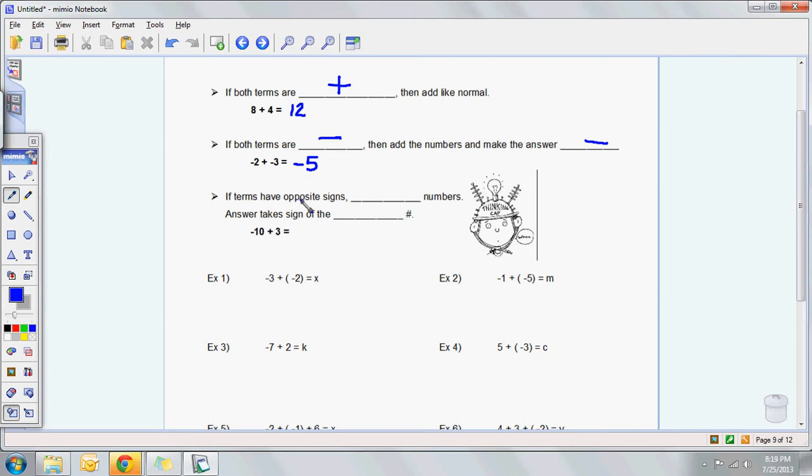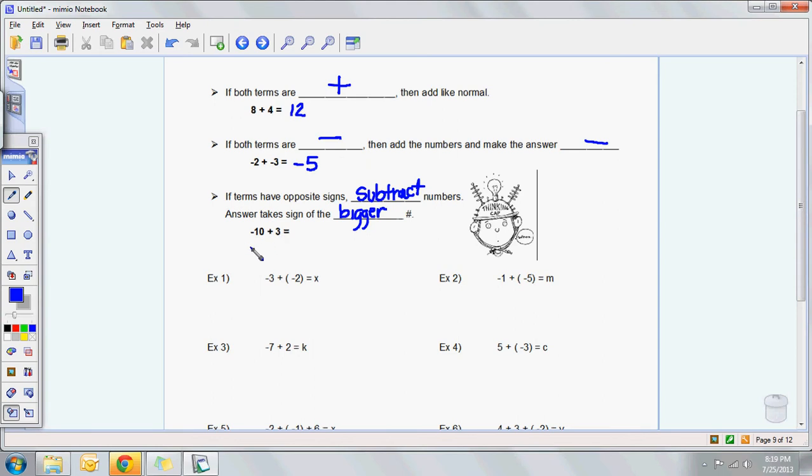Third rule, if the terms have opposite signs like this, one's negative, one's positive, you're going to subtract the numbers. So here's our little different rule here. This is the tricky one. We're going to subtract the numbers, and the answer is going to take the sign of the bigger number. So this rule right here is going to be one of the more challenging ones. So that's why I put this little guy here. So let's talk through this.